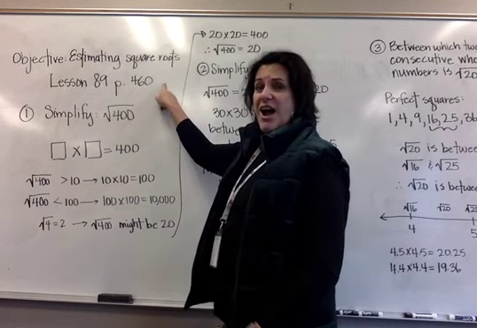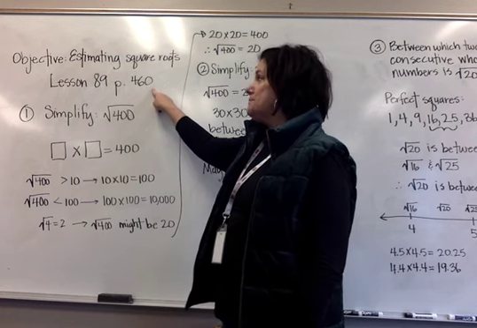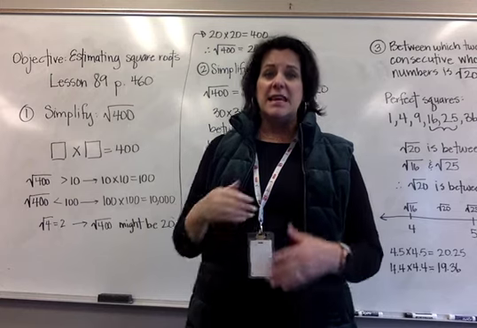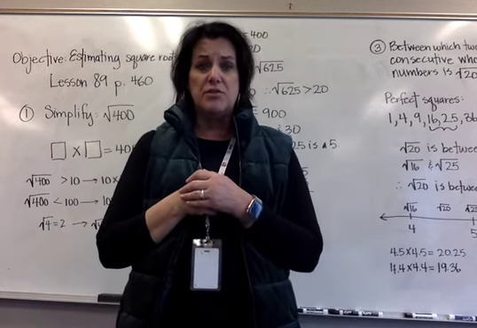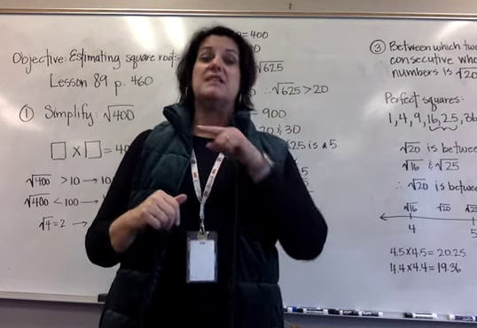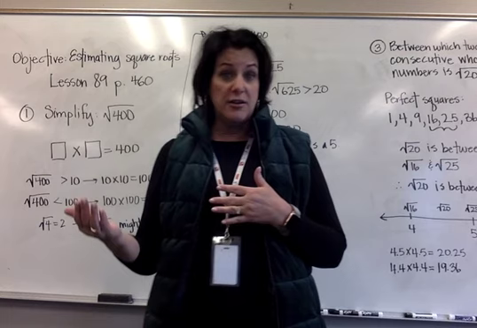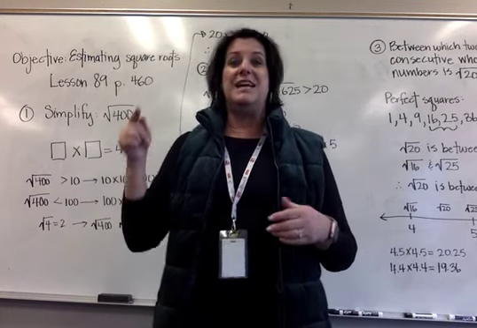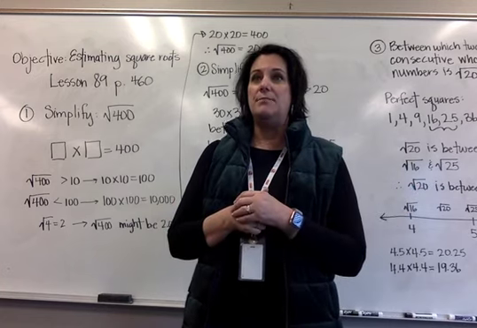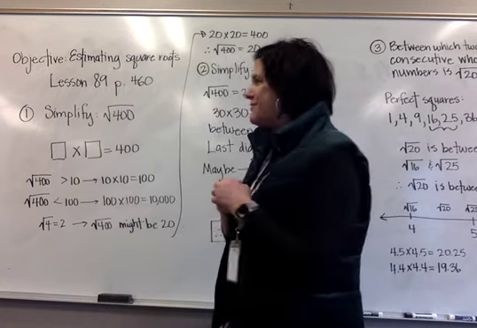Today is lesson 89. We're on page 460 in the textbook. And the lesson itself is estimating square roots. Let's recall what square roots are. Remember, the square root of 25 is 5 because 5 times 5 is 25. The square root of 100 is 10 because 10 times 10 is 100. So we're going to do just a little bit different kind of numbers than those, however.